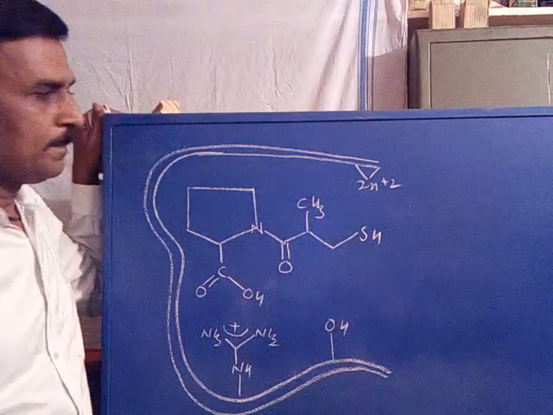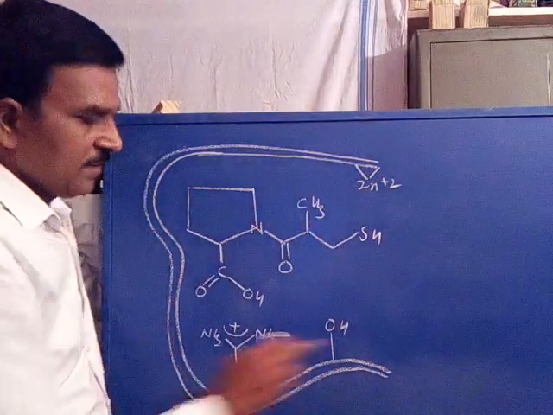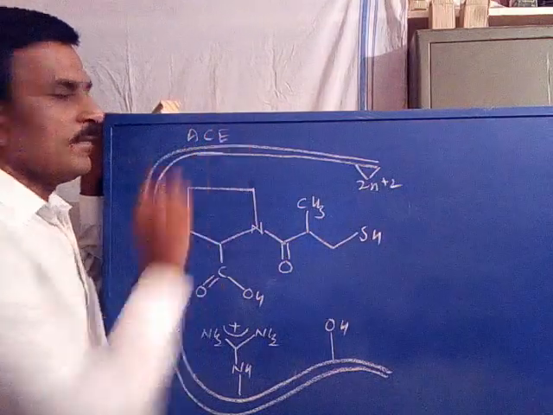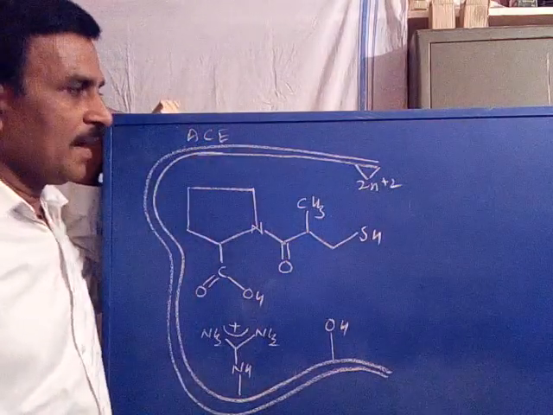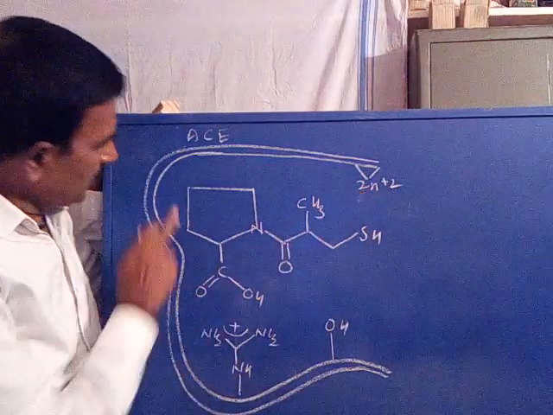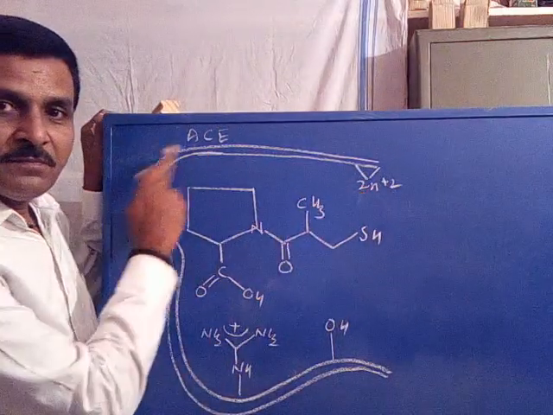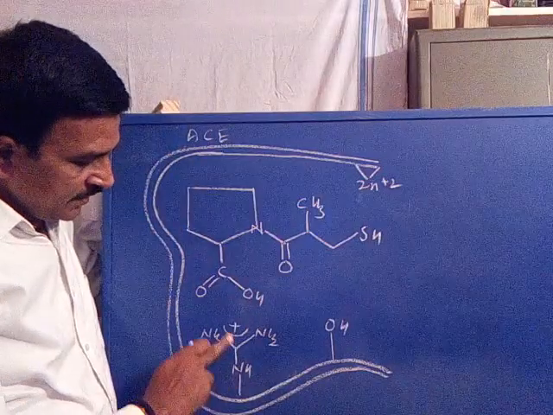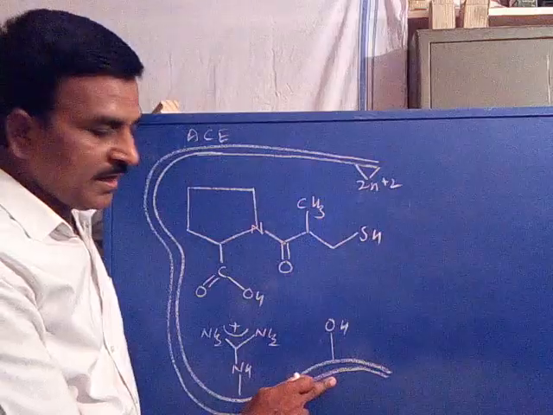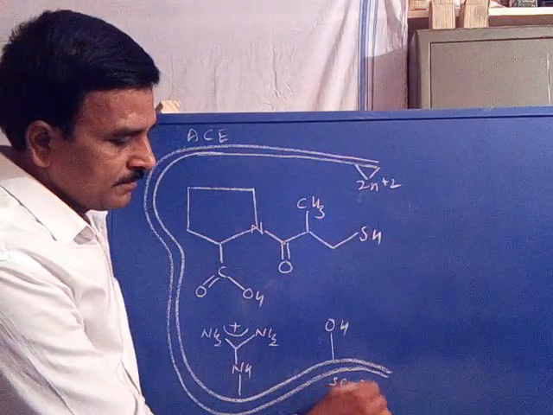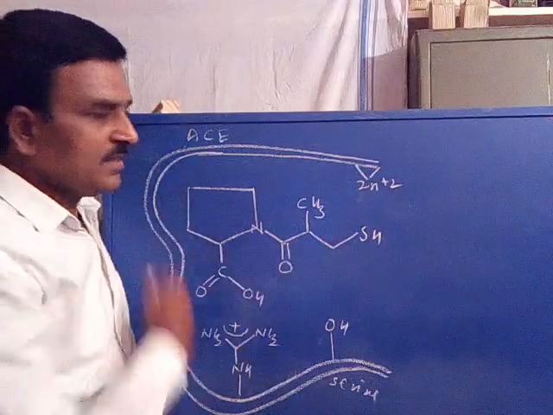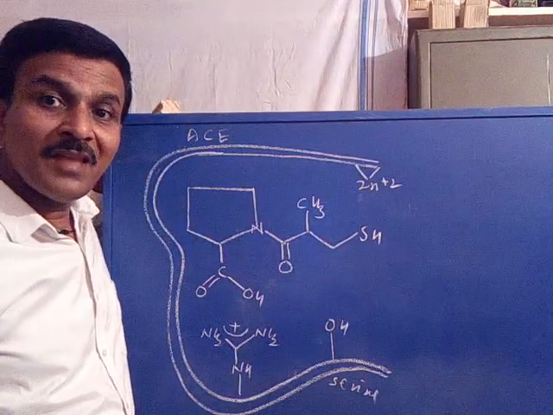Now you see, this is the structure of the enzyme. This is the ACE enzyme. The structure of the ACE enzyme consists of zinc 2+. This is the hydrophobic region. This is a positively charged group. This is the OH group on serine. This is serine. Serine residue. Serine is an amino acid. So this is the structure of the ACE enzyme.